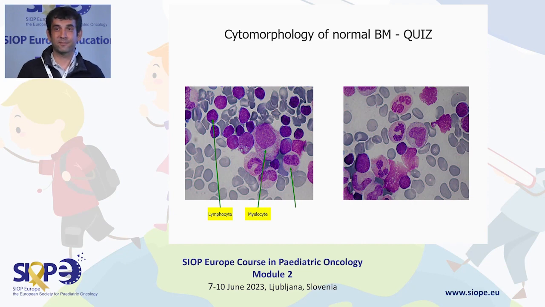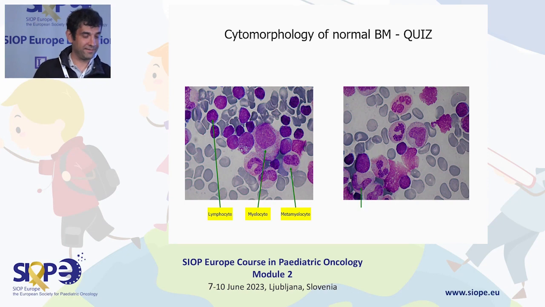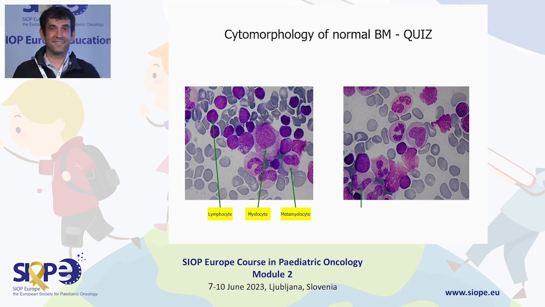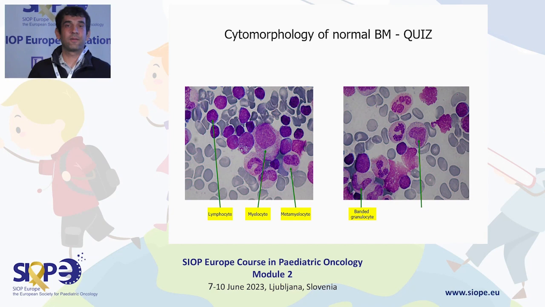What's this? No perinuclear lightening. Metamyelocyte. Yeah, correct. What's this? Band granulocyte. Yeah. Good. This? I have no clue at all.